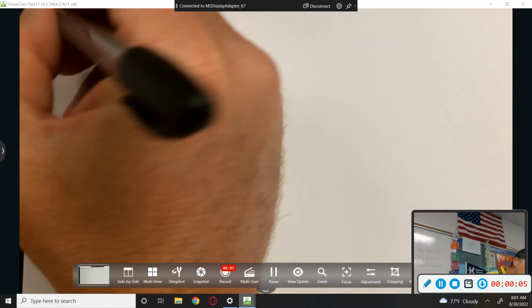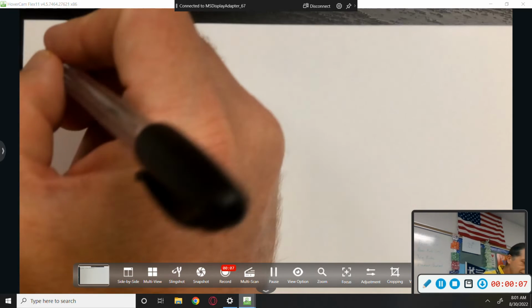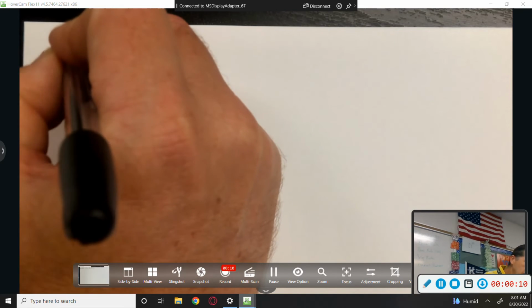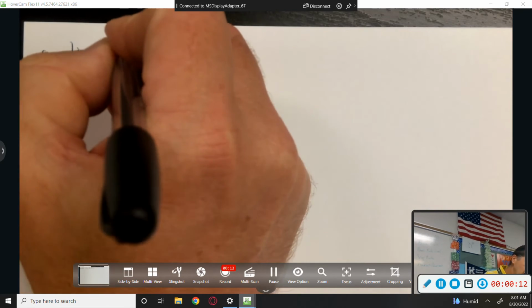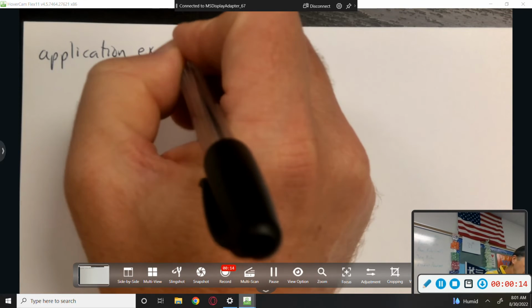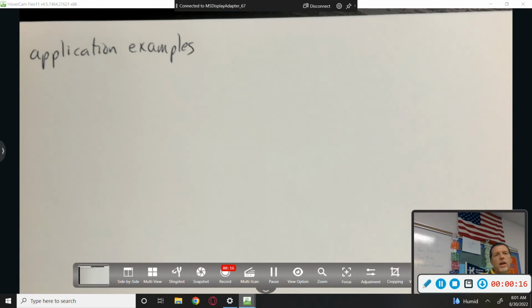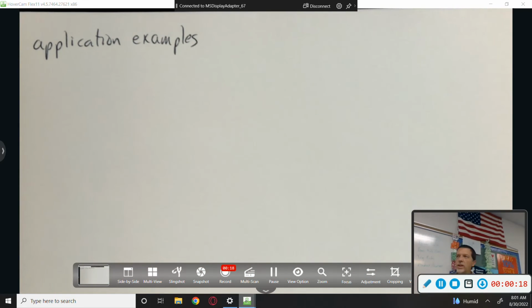So, part 2 of the notes. This is application examples. I don't know what to call this. With quadratic and parabola stuff.